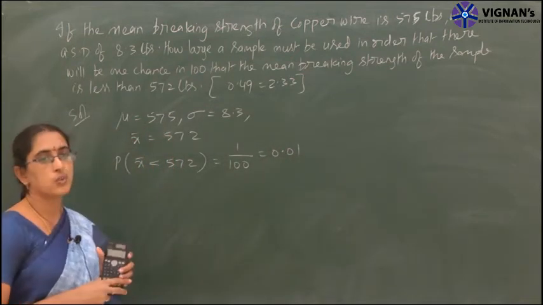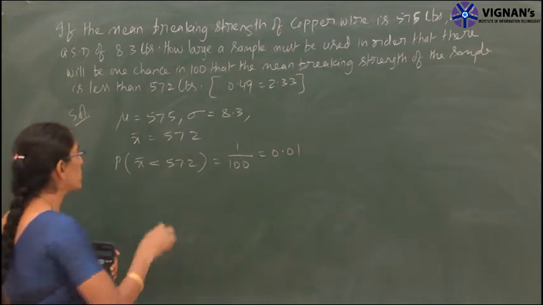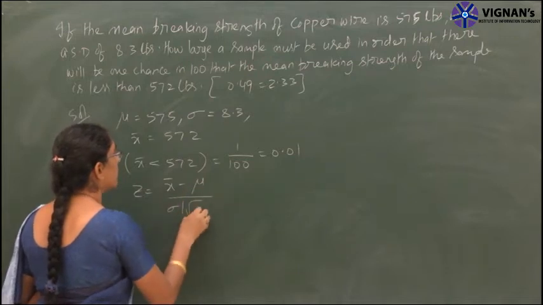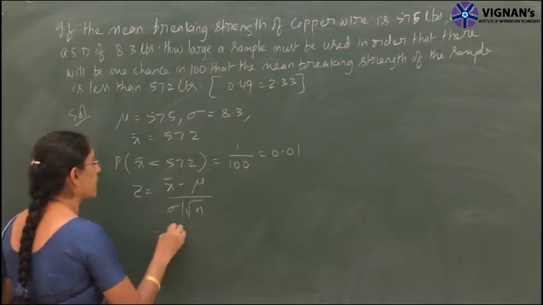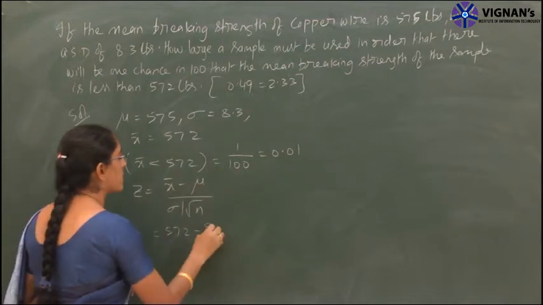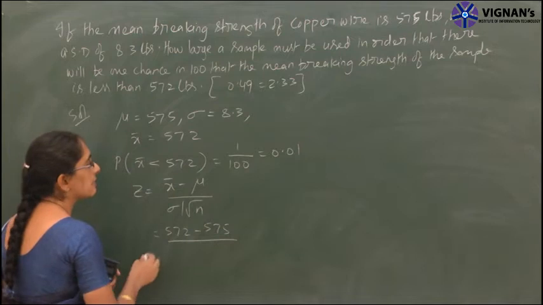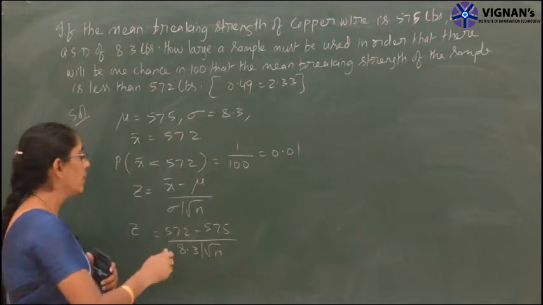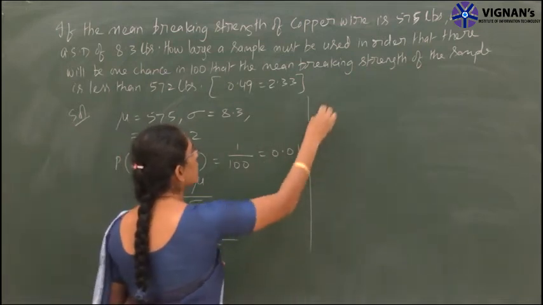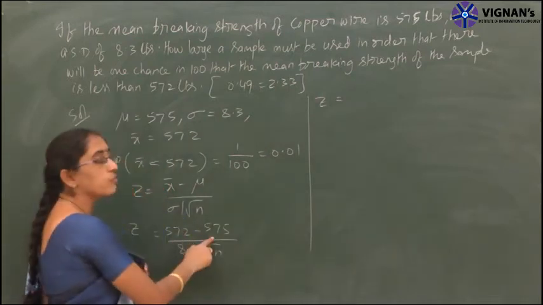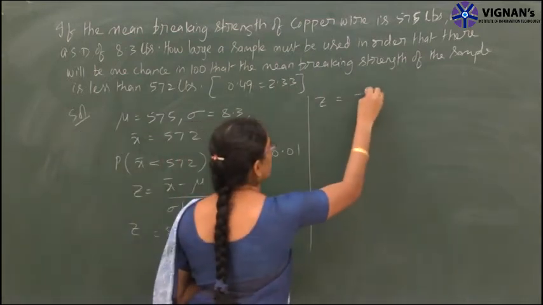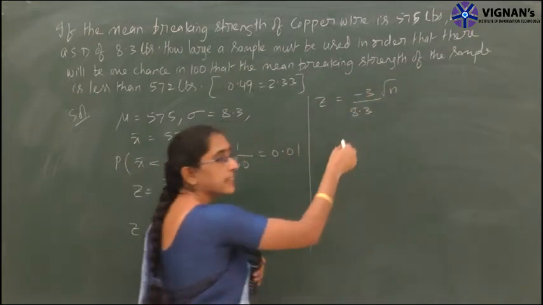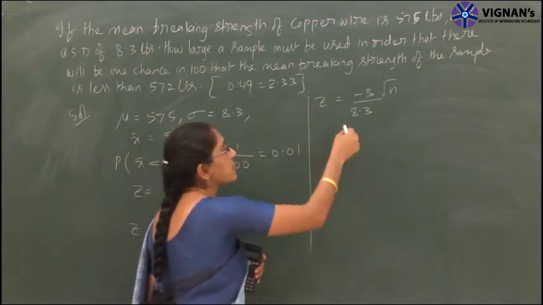Now this time we have to estimate the sample size. So z equal to, we know that z equal to x bar minus mu by sigma by root n here. So what is x bar? 572 minus mu value is 575 by sigma value is here 8.3 by root n. So this is z equal to. Now if we simplify this, z equal to, 572 minus 575 means minus 3 by 8.3 by root n, which becomes minus 3 by 8.3 into root n here.